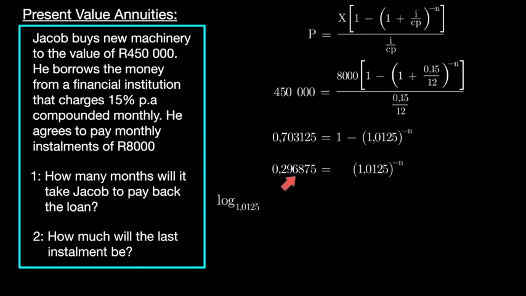So this 0.296875 gets written in front of the log, and there we go. So it's really that simple, and that is equal to this negative n. There we go.